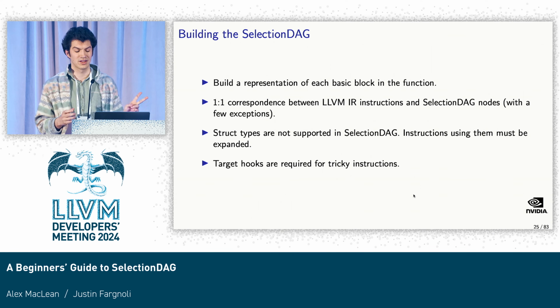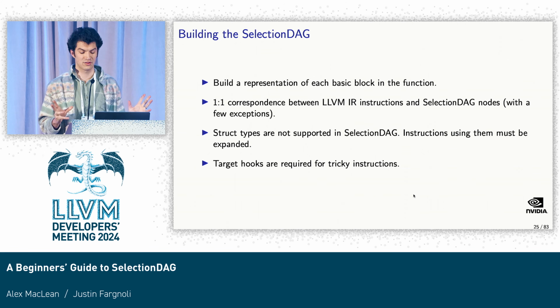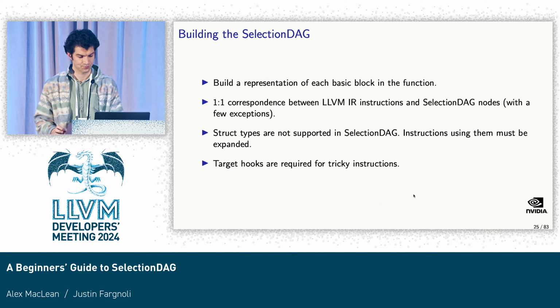There are two main exceptions that we need to talk about, though. One is structure types. Structs are not supported in SelectionDAG, so these need to be lowered element-wise. The second is that there are some instructions which are too target-specific for a generic implementation. And for those, every target is responsible for building their own target-specific set of nodes.